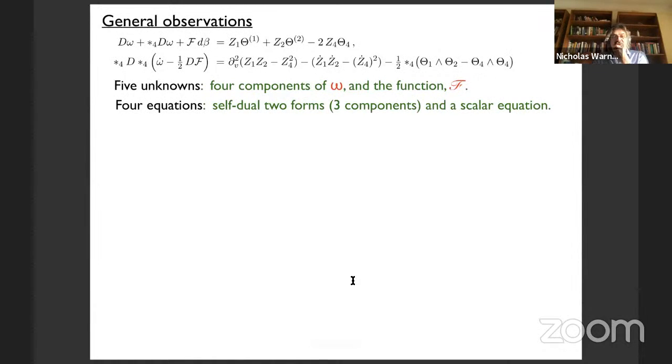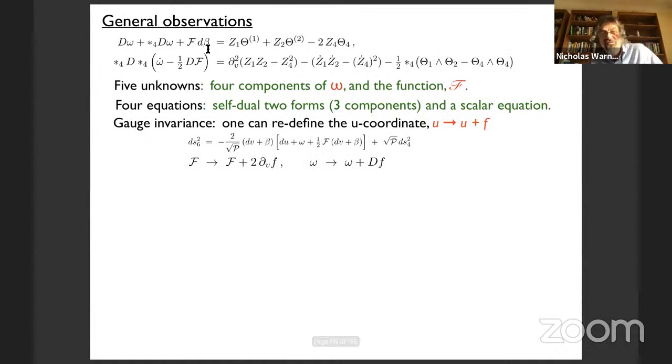So the first thing to notice in this set of equations is you've got 5 unknowns because you've got a 4-component vector omega and a scalar function f, but you've only got 4 equations. This equation is a scalar equation, and this equation is only really 3 equations because it's a self-dual 2-form. The right-hand sides are all self-dual 2-forms, and the number of self-dual 2-forms is 3, and therefore there are only 3 components to this equation. So you've got 4 equations, 5 unknowns.